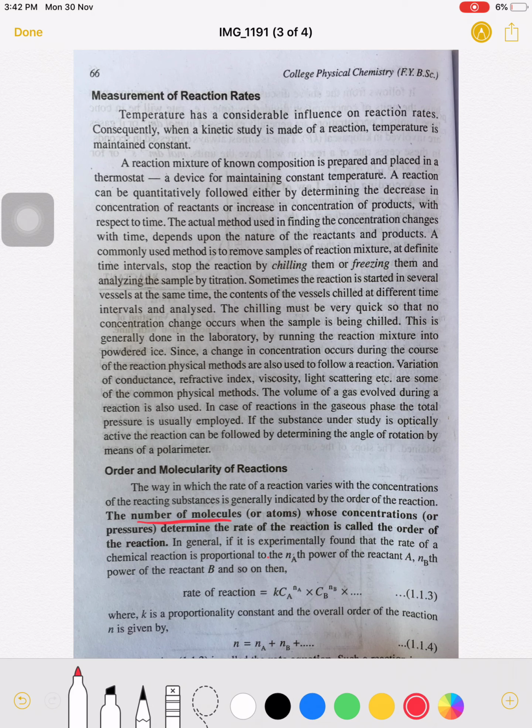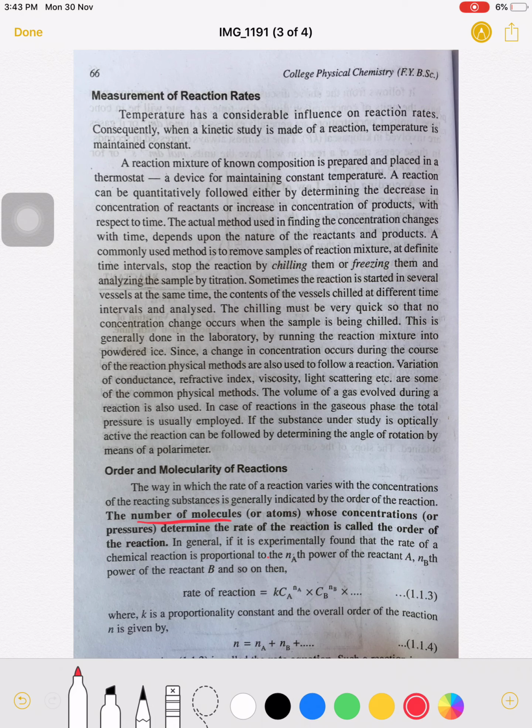The number of molecules or atoms whose concentration or pressure determine the rate of reaction is called the order of reaction. It means the rate of reaction depends upon the change in concentration of the molecules. So the number of molecules which are involved in the reaction, and whose concentration changes during the reaction, indicates the order of reaction.